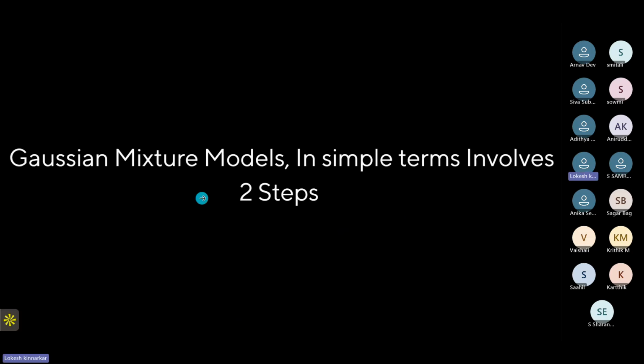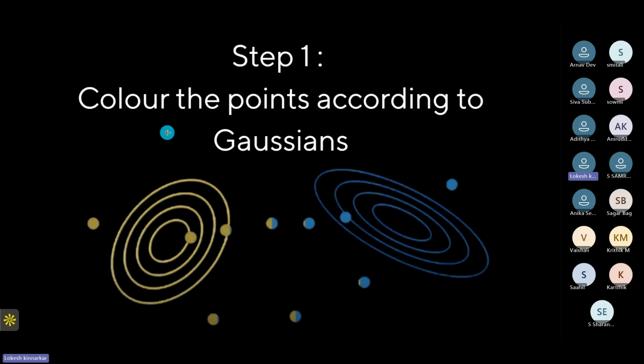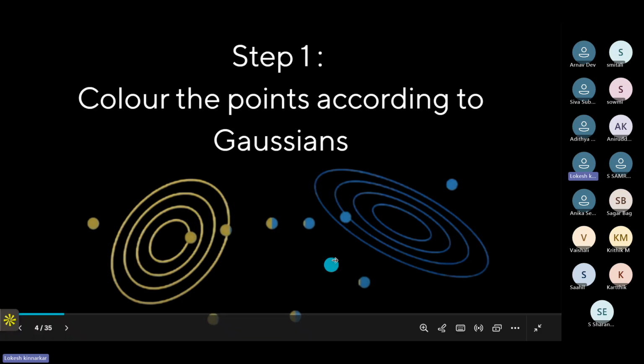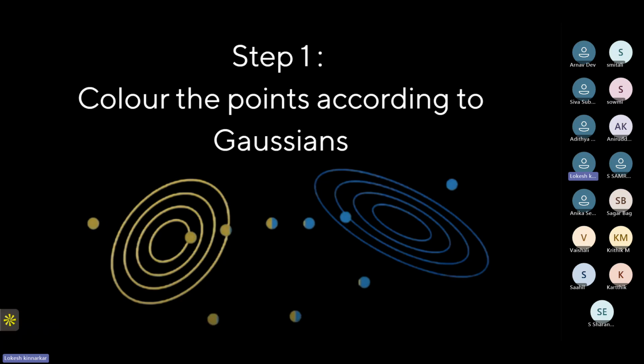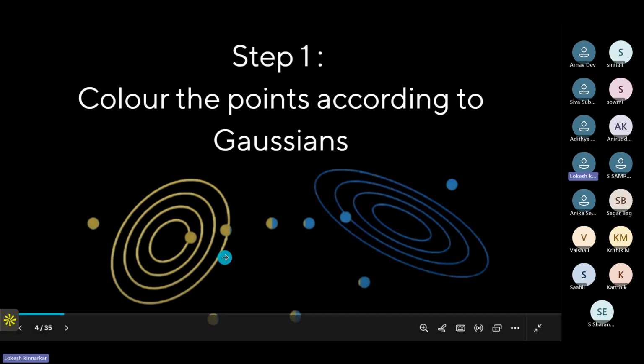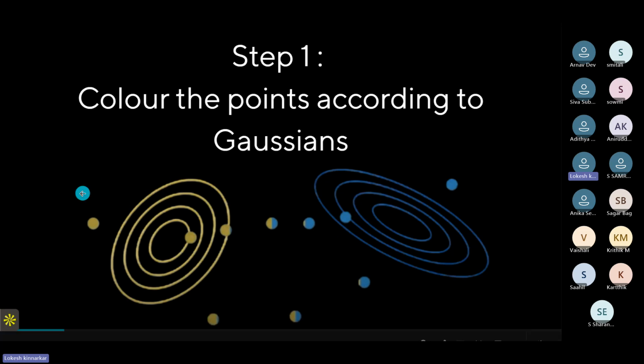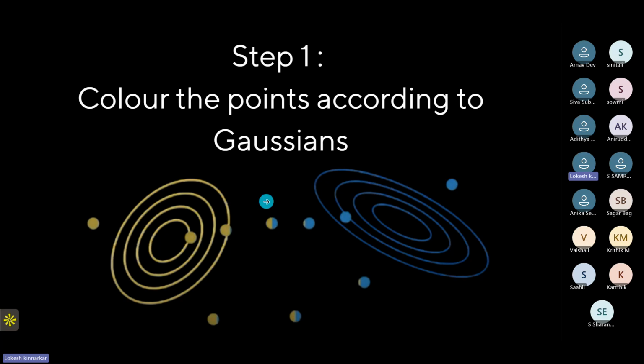In simple terms, Gaussian mixture models involve two steps. Step one is that you color the points according to the Gaussians. As I said, it is a probabilistic way of assigning points. You define two Gaussians, and based on the distance of points from the center, you assign how much each point belongs to a particular Gaussian. For example, this yellow point is closest to the center of this Gaussian and very far from the other, so it is completely assigned a yellow color. This one is equidistant from the centers, so it is colored 50% yellow and 50% blue, and the same goes for this point.